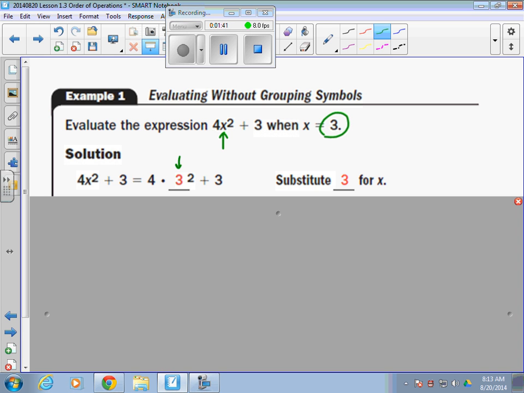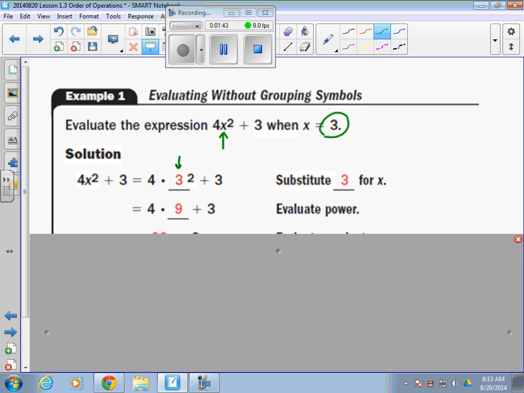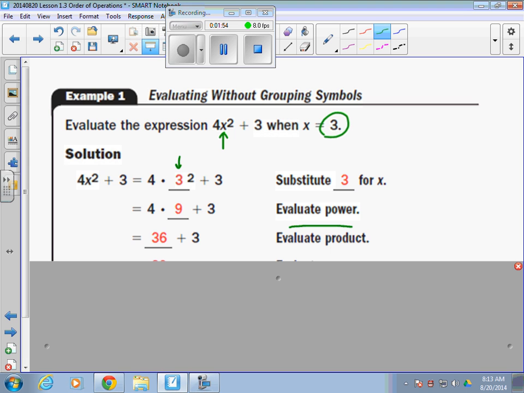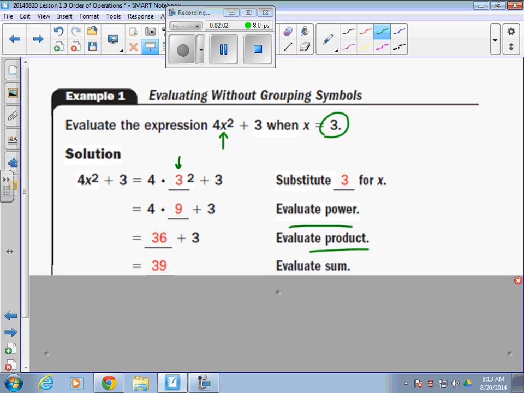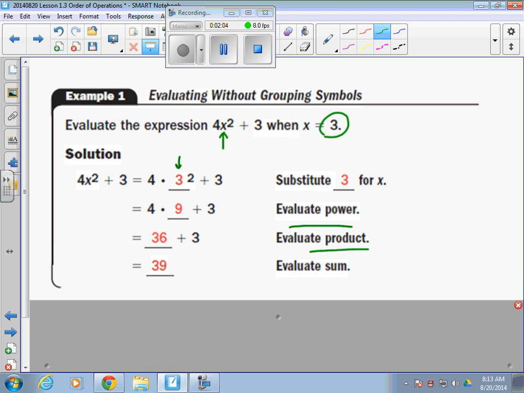Once you substitute it in, you're going to do exponents first, where it says evaluate the power. There's a power that says 3 squared, so that becomes 3 times 3, which gives you 9. Then you're going to do multiplication, where it says evaluate the product. 4 times 9 is 36. And you're going to finish it up with addition, 36 plus 3. Evaluate the sum, you add it up.